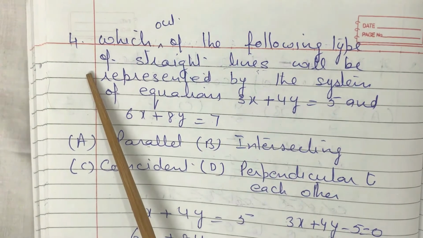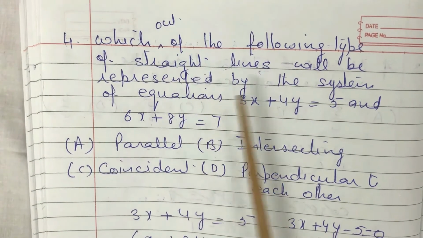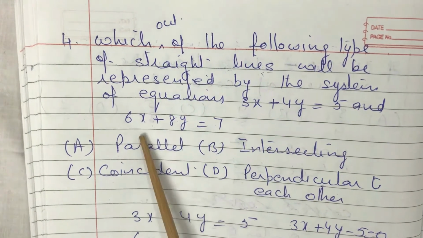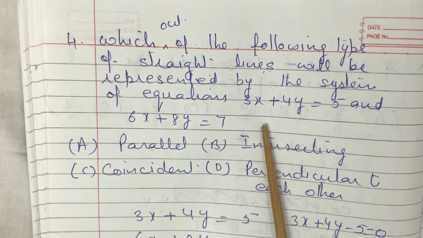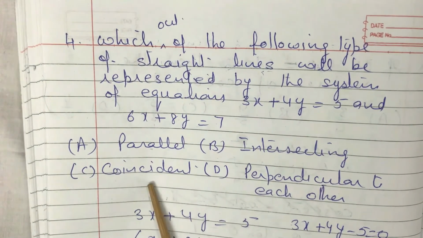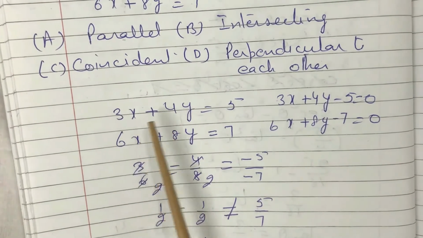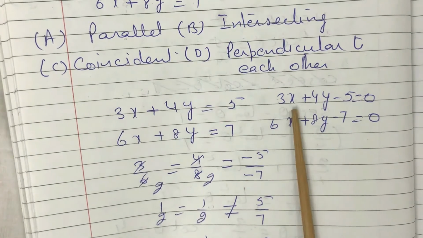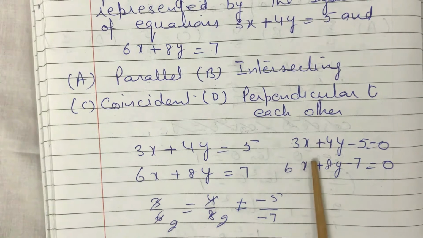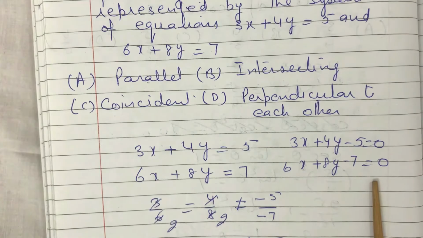Now the fourth question is, which out of the following type of straight lines will be represented by the system of equations 3x plus 4y is equal to 5 and 6x plus 8y is equal to 7? Now there are 4 options: parallel lines, intersecting line, coincident line, and perpendicular to each other. Now we have these 2 equations, 3x plus 4y is equal to 5. It means 3x plus 4y minus 5 is equal to 0. So we have these 2 equations, 3x plus 4y minus 5 is equal to 0, 6x plus 8y minus 7 is equal to 0.